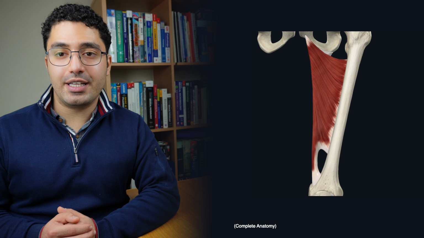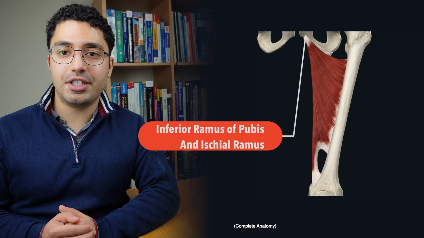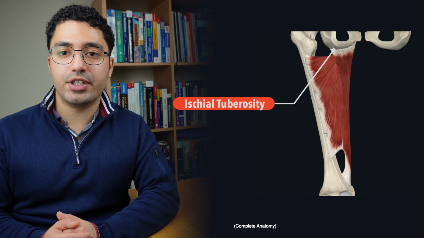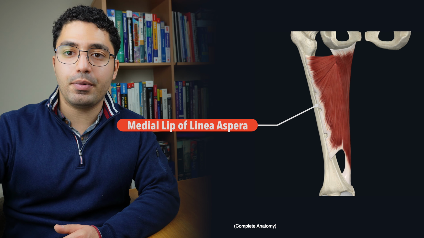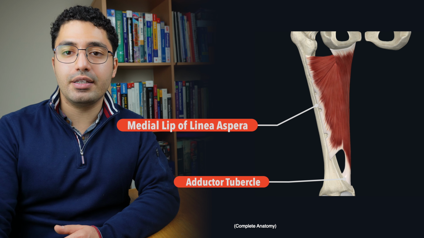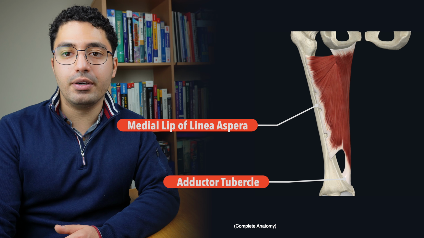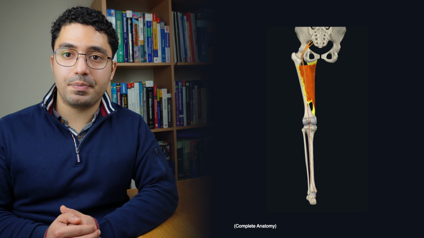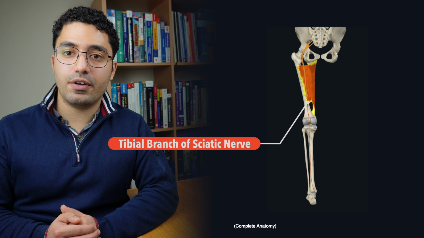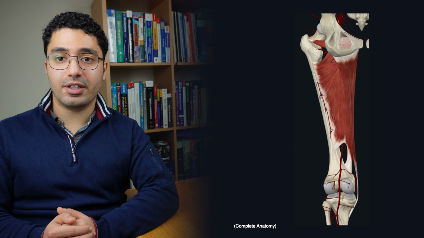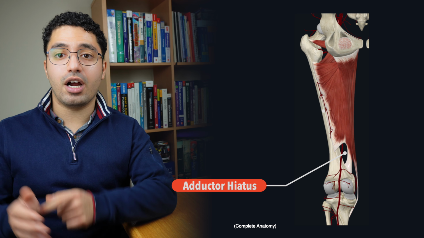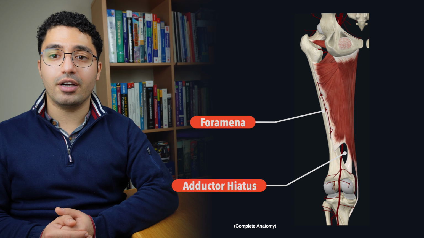The adductor part originates from the inferior ramus of the pubis and the ischial ramus, whereas the hamstring part originates from the ischial tuberosity. In terms of their insertion, the adductor part inserts onto the medial lip of the linea aspera, whereas the hamstring part inserts into the adductor tubercle of the femur. In terms of their innervation, the adductor part is innervated by the obturator nerve, whereas the hamstring part is innervated by the tibial branch of the sciatic nerve. Note that the two parts of the adductor magnus are separated by the adductor hiatus. Also, on the lateral end of the adductor magnus, there are foramina through which the perforating arteries pass.